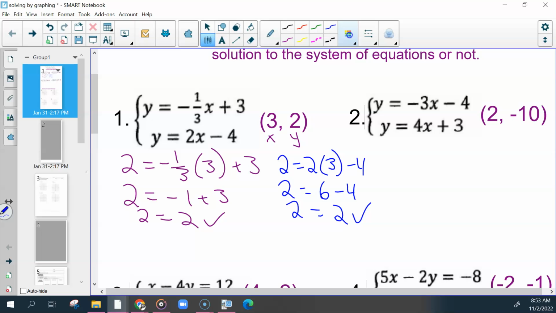So after putting that ordered pair into both equations, we see that both work. Because both work, we can say, yes, this is our solution. Double checking, as before, you should double check your work, make sure it works. Do we have any questions on that?